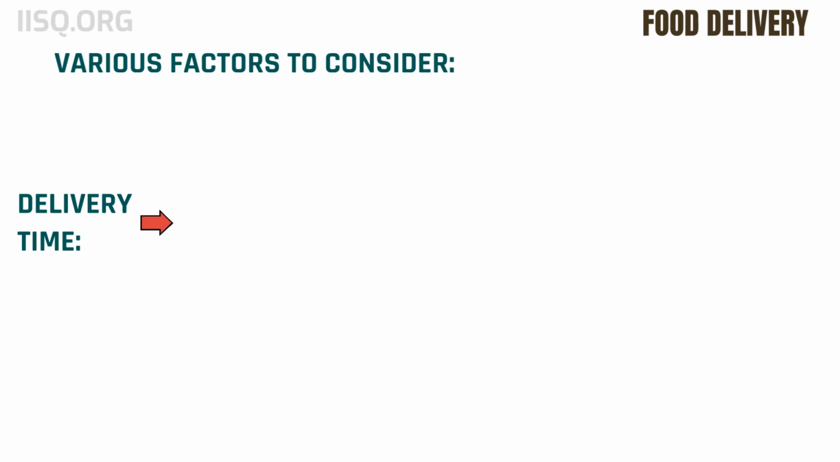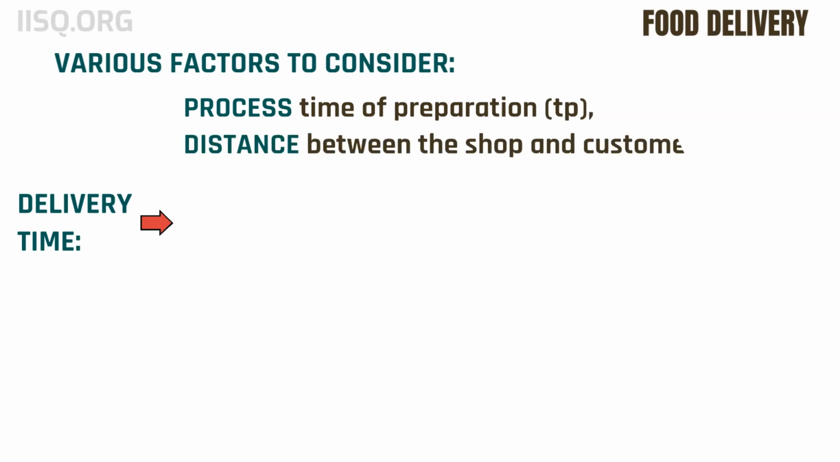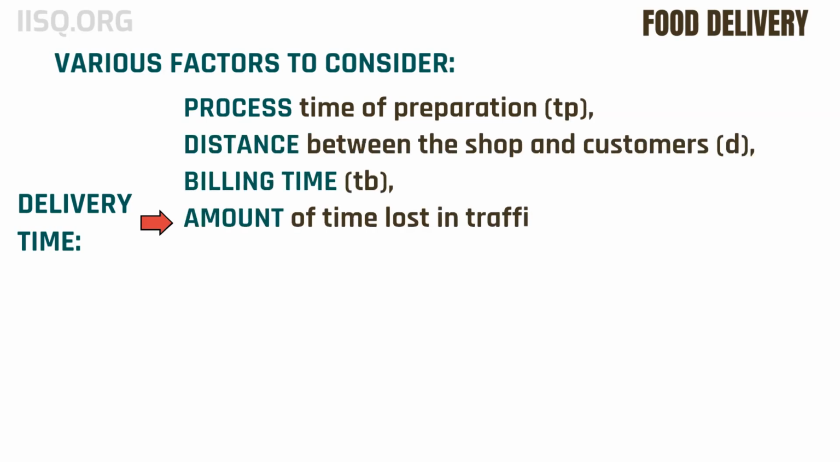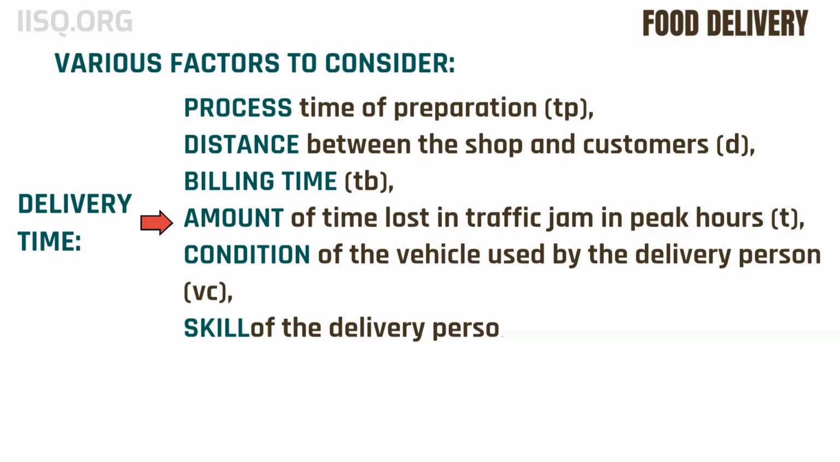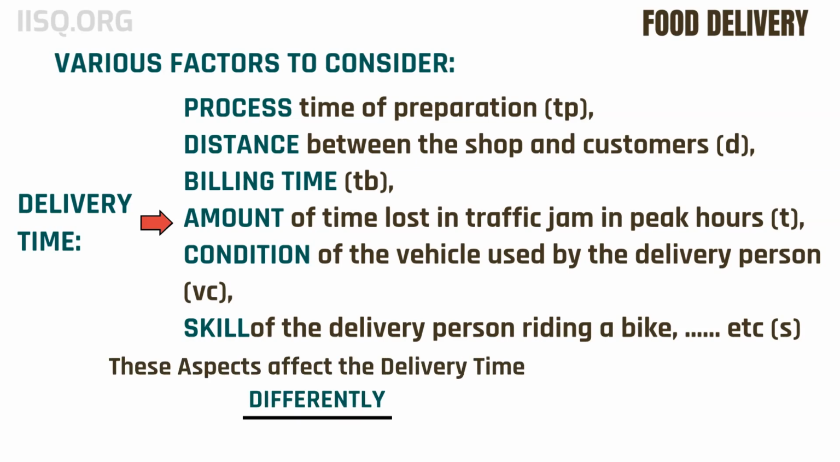Now the delivery time depends on various factors. Process time for preparation, TP. Distance between the shop and customers, D. Billing time, TB. Amount of time lost in traffic jam, in peak hours or in non-peak hours, T. Condition of the vehicle used by the delivery person, VC. Skill of the delivery person riding a bike, etc., S. Now these aspects affect the delivery time differently, and we have to understand and measure their degree of contribution in the overall delivery time.